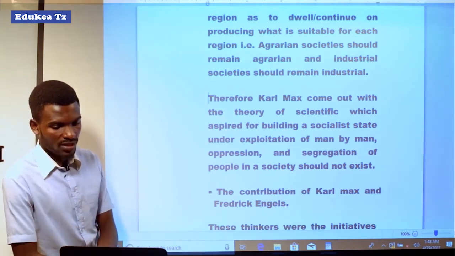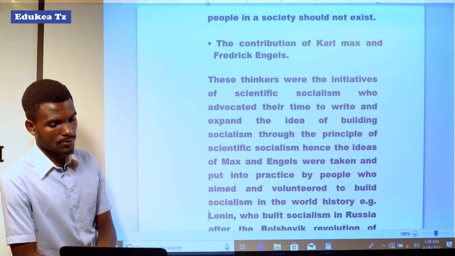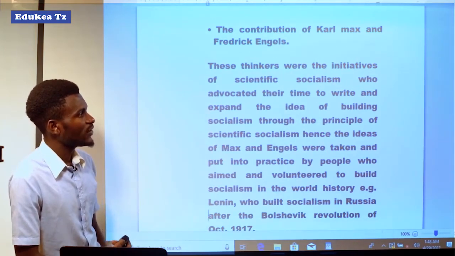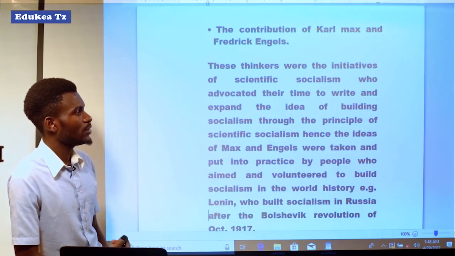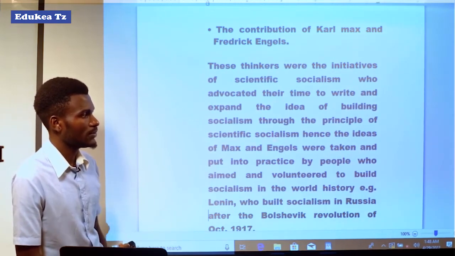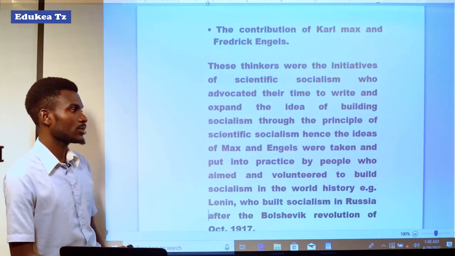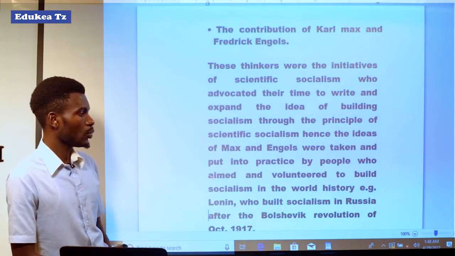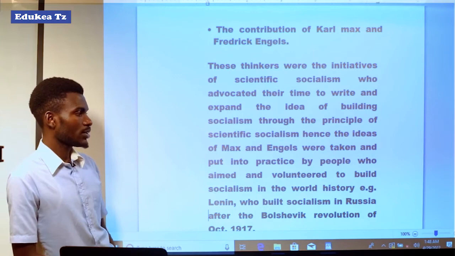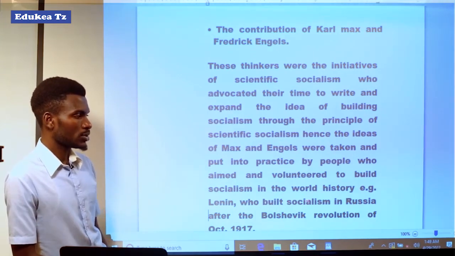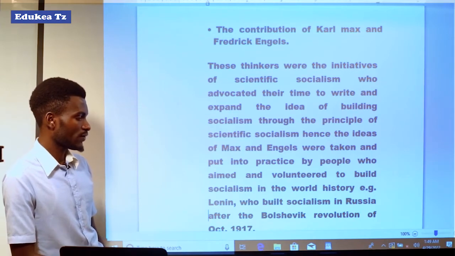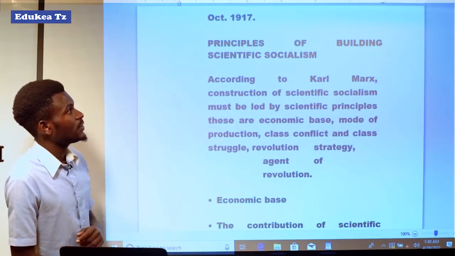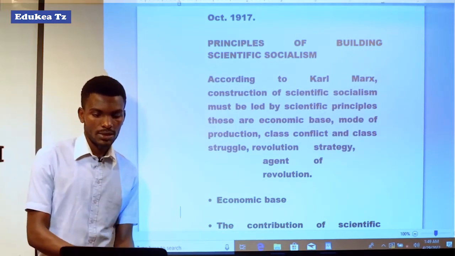Let us see the contribution of Karl Marx and Friedrich Engels. These thinkers were the initiators of scientific socialism, who devoted their time to writing and expanding the idea of building socialism through the principles of scientific socialism. Hence, the ideas of Marx and Engels were taken and put into practice by people who volunteered to build socialism in world history, for example, Lenin, who built socialism in Russia after the Bolshevik Revolution of October 1917. Let us see the principles of building socialism, scientific socialism.